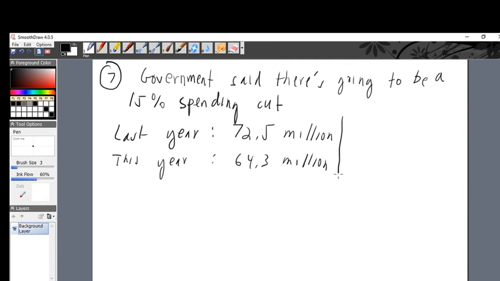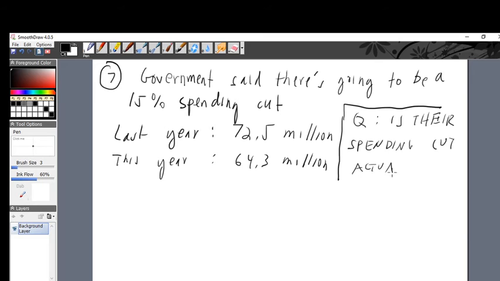Here's the question. Is their spending cut actually 15%? Is it really 15%? That's the question. Okay. Here's what you do. Subtract this year's number from the old number. The old number is bigger. Subtract. What do you get?